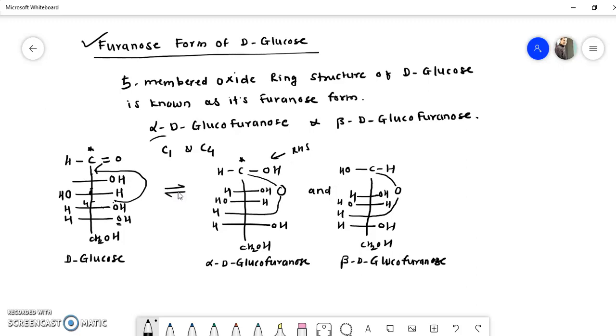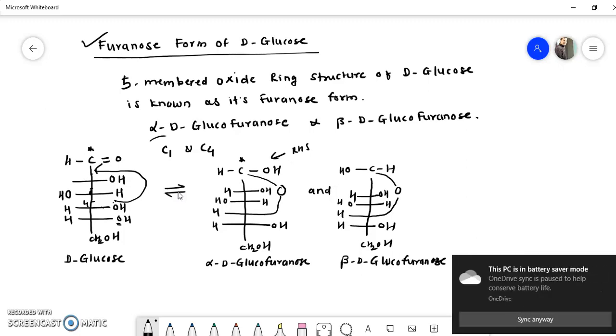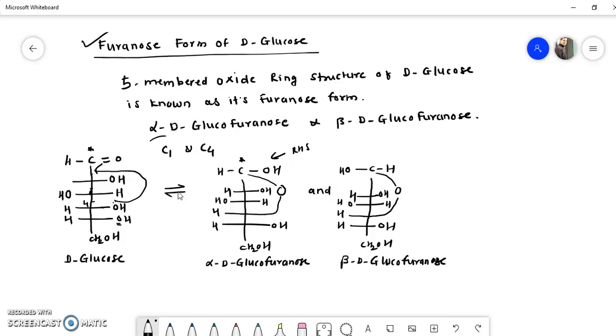Once again I will explain what happened. The hydroxy group present on carbon number 4 attacks the carbonyl carbon to form alpha D-glucofuranose and beta D-glucofuranose. Why is this called alpha? Because the OH group is on the right hand side. Why is this called beta? Because the hydroxy group is on the left hand side. All other structure is similar.